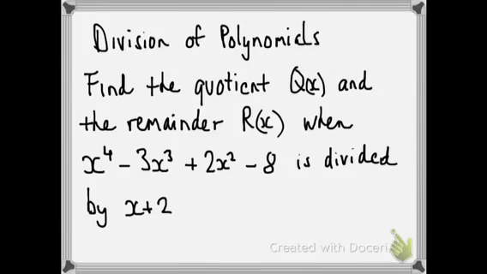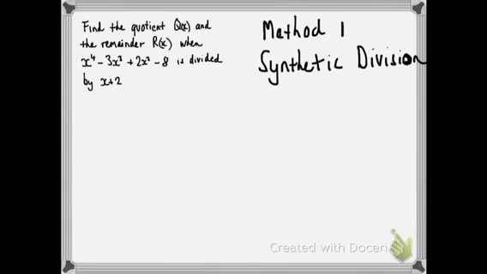So we're going to start here with this problem. I'm going to do it two ways. We're going to divide x to the power of 4 minus 3x cubed plus 2x squared minus 8 by x plus 2. Because that's what we're going to do first up. So there's our question. And first of all, I'm going to look at a method called synthetic division.